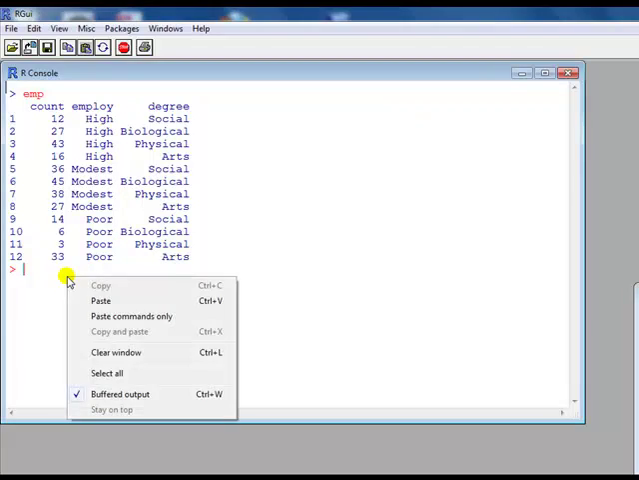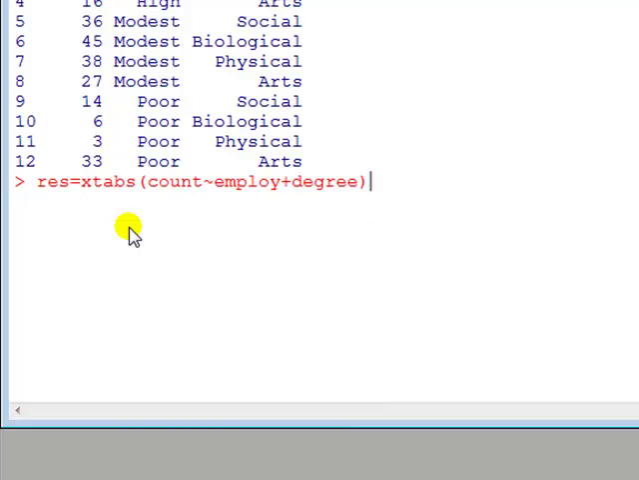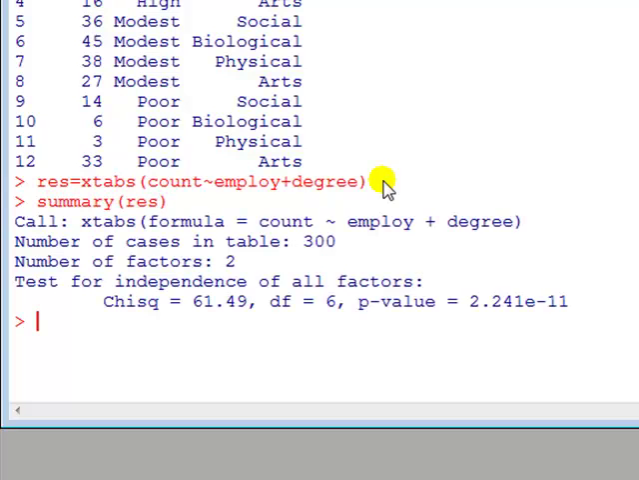Right, so to run the crosstabs analysis, to test this formal hypothesis, there's no association between employment and degree, the command is xtabs, open bracket, the frequency, which we call count, tilde, and then the two variables, employ and degree. I'm going to put that into an object called res, enter, and then we look at the results. We're told that there are 300 participants spread across each of these 12 cells, 12 combinations. Two factors being employment and degree.